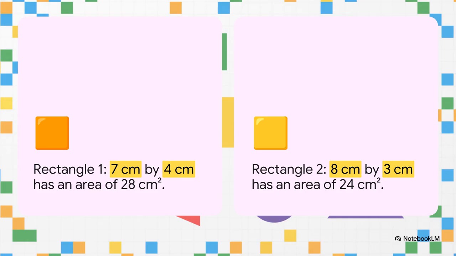But look at this other one. A longer, thinner rectangle that's 8 by 3 centimeters, it only fits 24. So even though it's technically longer, it actually has a smaller area. It holds less space. Kind of wild, right?